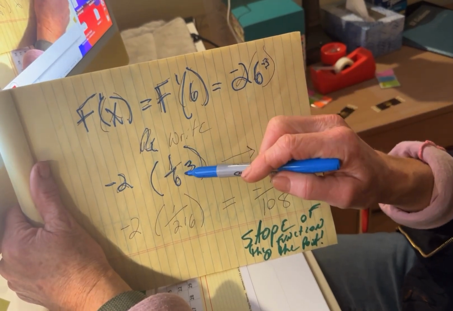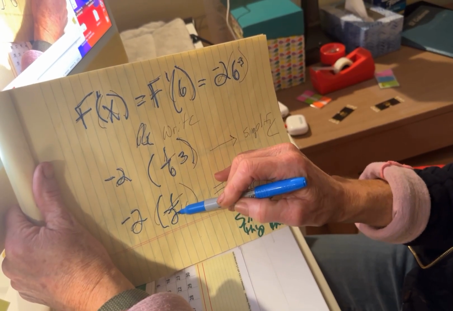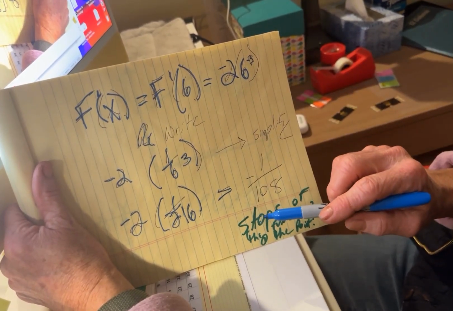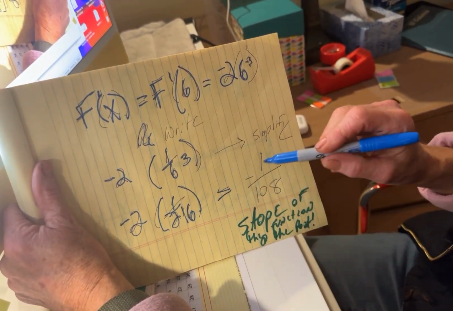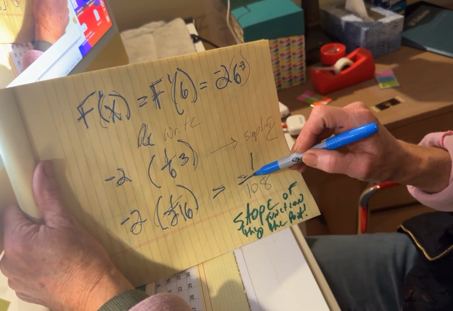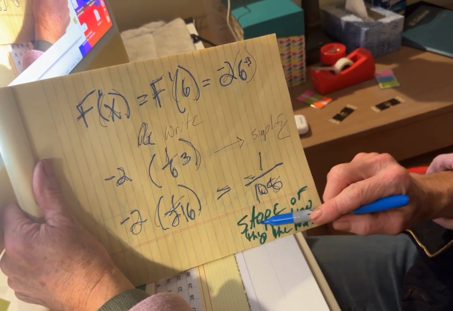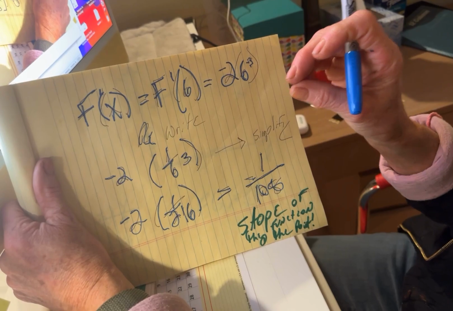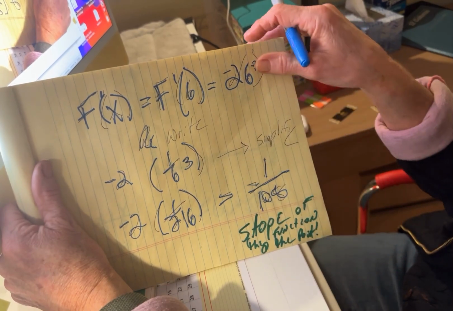And then we want to simplify this. So we go negative 2 times 1 over 216. Then we're going to simplify that further: we multiply the 2 out and we get negative 1 over 108. This is the slope of the function at the point 6. We can verify this and check it with a graph, which I had.